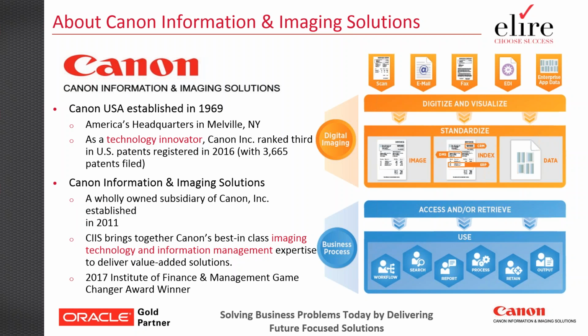Canon Information and Imaging Solutions was created in 2011 to bring to market solutions that leverage the new imaging technologies, as well as Canon's strong experience in business process automation and document solutions. We provide research and development, add in our technology, and a customer-focused delivery process, which leads us to not just developing innovative solutions, but value-added, future-focused solutions. So our goal in this part of Canon, CIIS as we call ourselves, is to bring together Canon's best-in-class imaging and technology information management expertise.